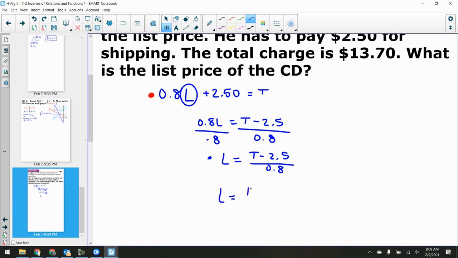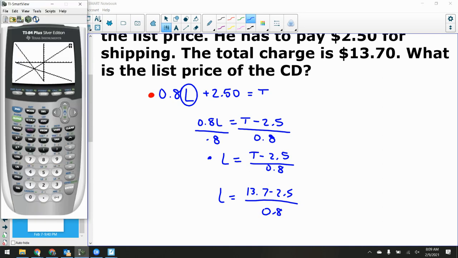So the list price is going to be 13.7 minus 2.5, all divided by 0.8. Let's see what that comes out to be. 13.7 minus 2.5 divided by 0.8. $14.